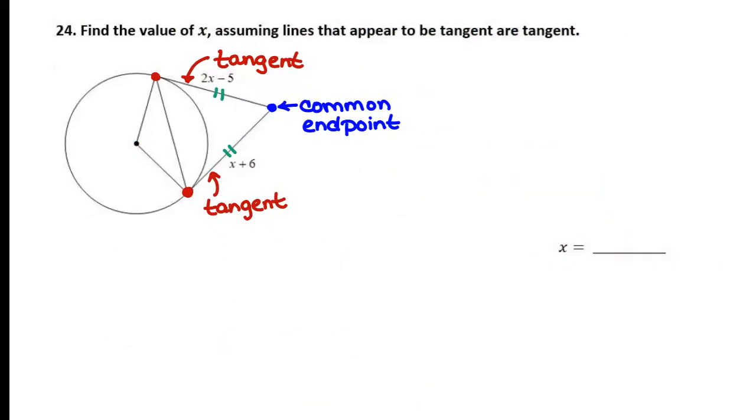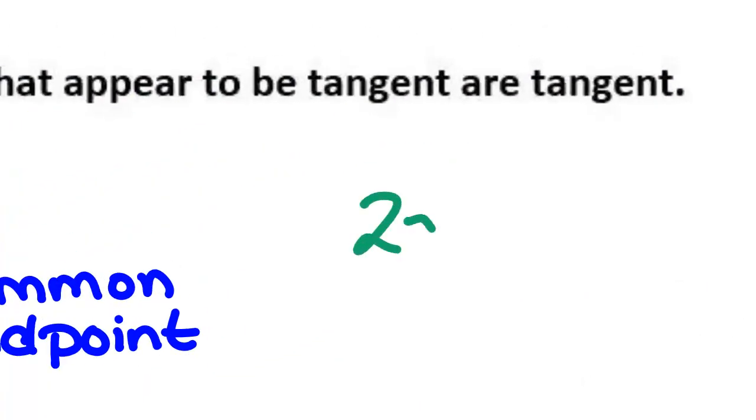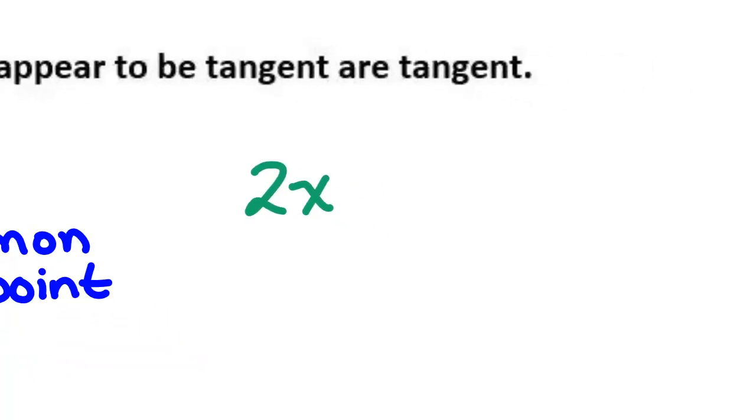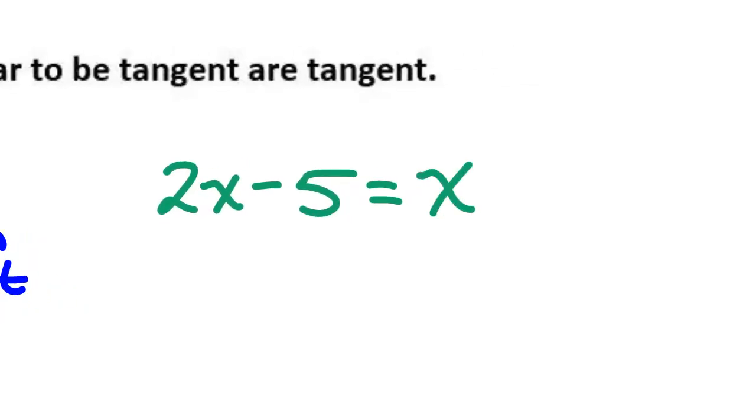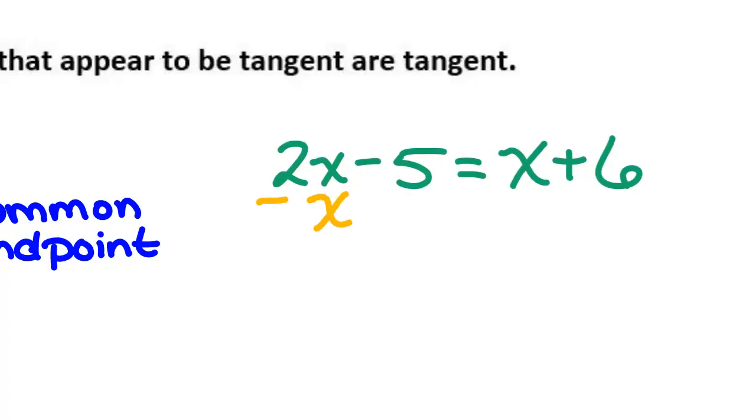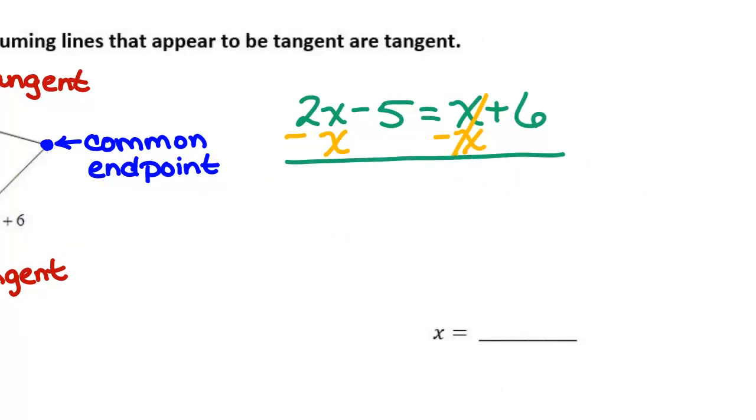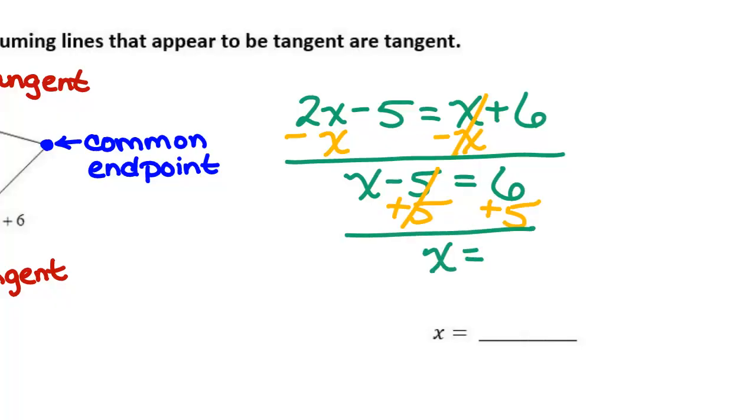And what do we do with things that are congruent? Set them equal. So 2x minus 5 equals x plus 6. So now we solve this for x. We get our x's to the same side first, so I'm subtracting x from both sides. That would give me x minus 5 equals 6. Then we add 5 to both sides. And that gives us x equals what? X equals 11.